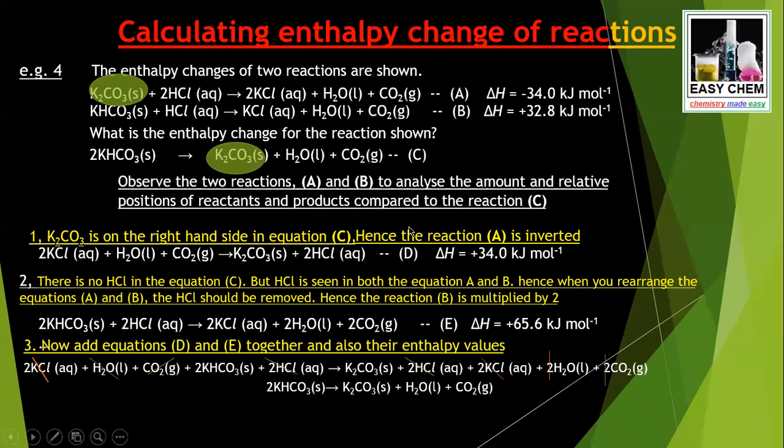Isn't it the same as the equation C? Yeah, that's the same thing. So in order to get this, what did we do to the equations? We are going to do the same thing to the enthalpy changes also. Now D enthalpy change is plus 34, E enthalpy change is plus 65.6. Because we add D and E together, we add the enthalpy values also in the same manner. 34 plus 65.6, we get 99.6.